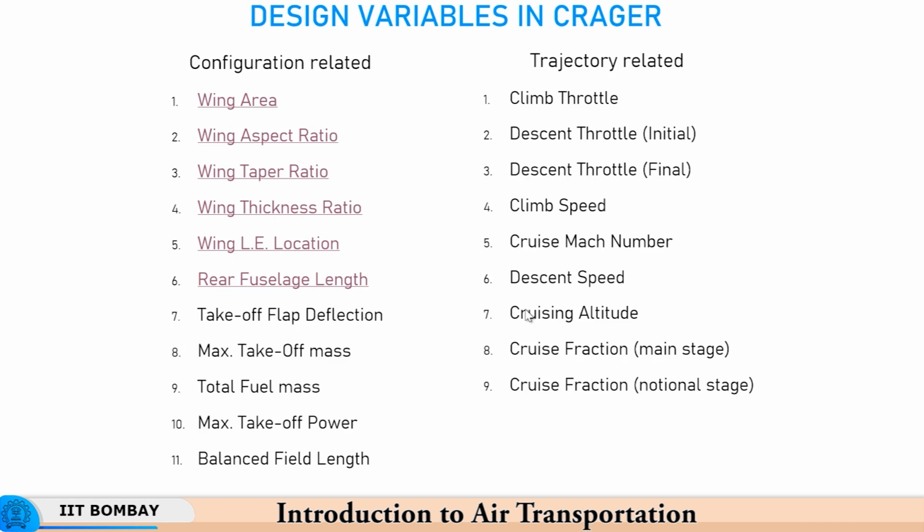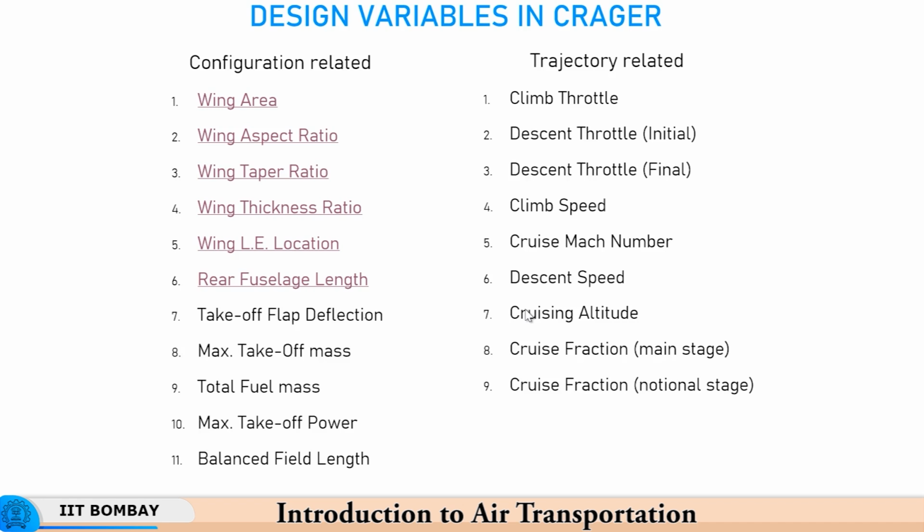To take care of this particular estimation, in Kraiger we have something called the cruise fraction of the main stage, which is the fraction of the distance travelled in cruise upon the total distance travelled. As I mentioned to you, this fraction may be very small or even absent, it may even be 0 in case of a commuter aircraft.